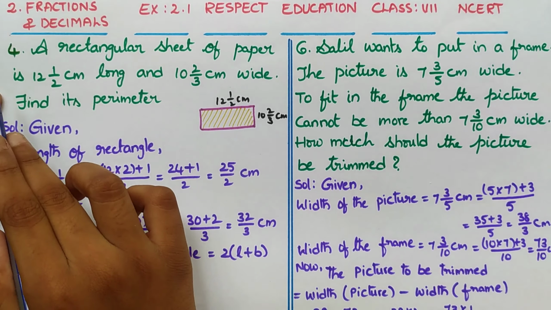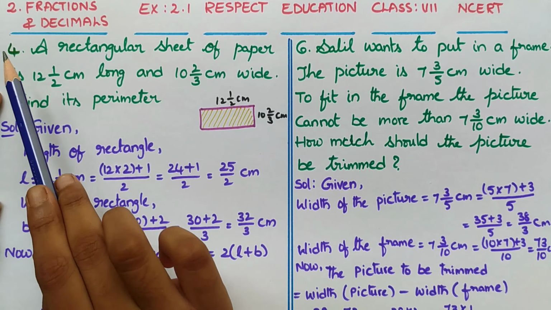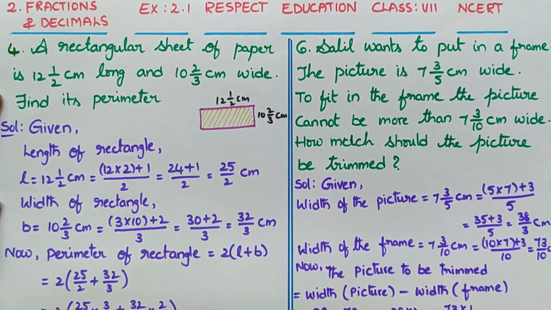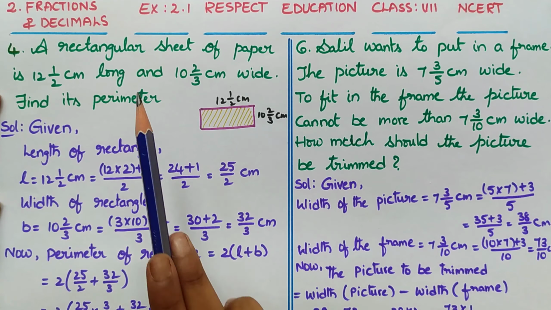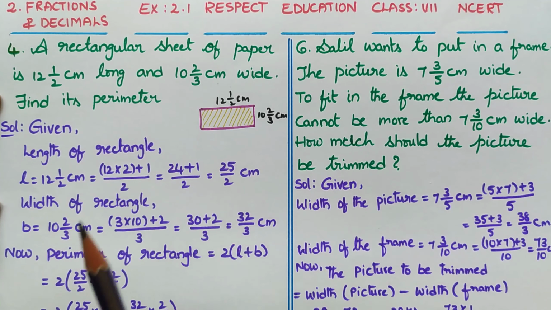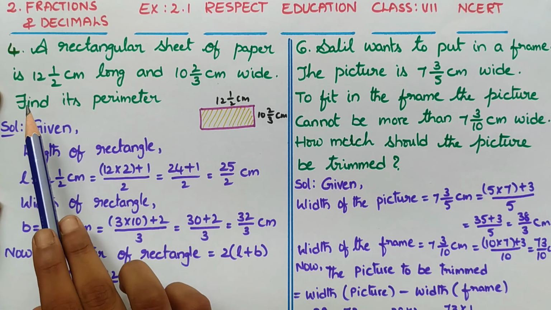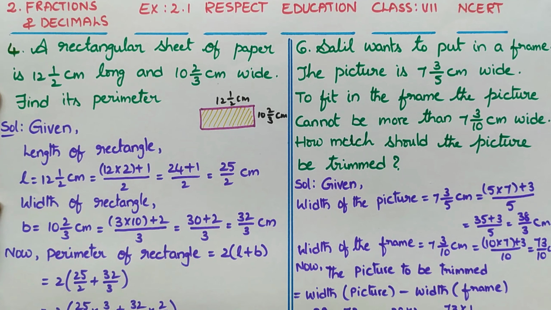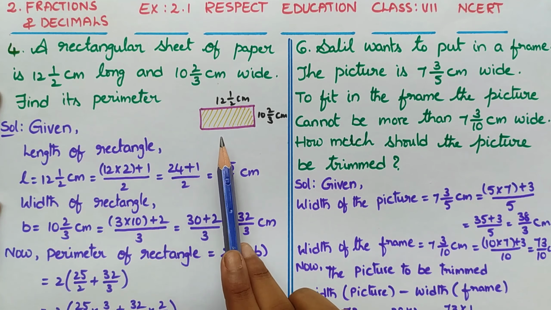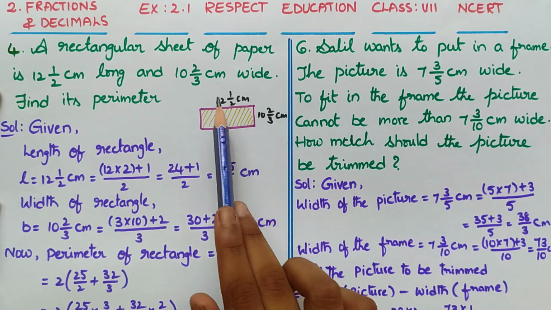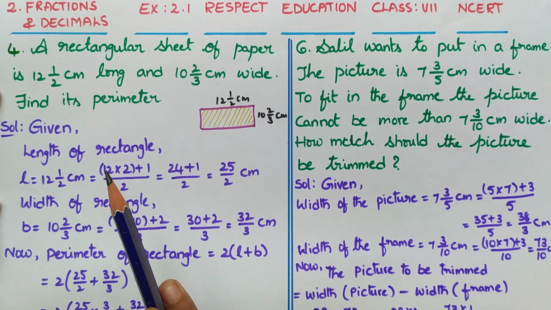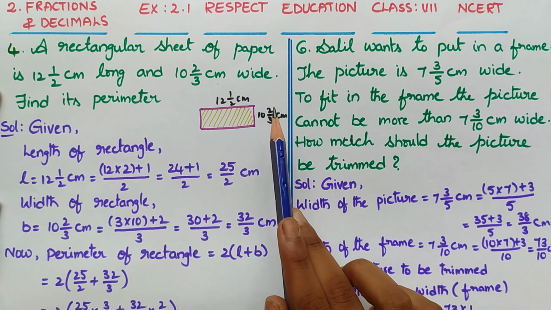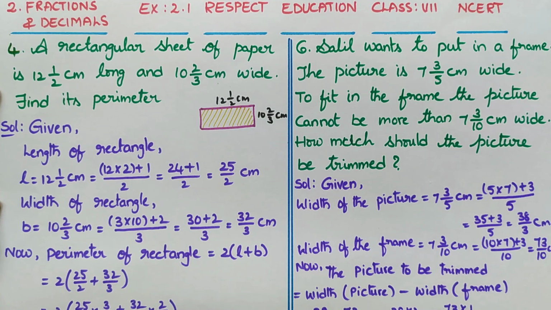Okay, friends, this is the fourth question. A rectangular sheet of paper is 12 1/2 centimeters long and 10 2/3 centimeters wide. Then find its perimeter. See here, friends, there is a rough diagram of a rectangular sheet of paper. The length is 12 1/2 centimeters and the width or breadth is 10 2/3 centimeters.